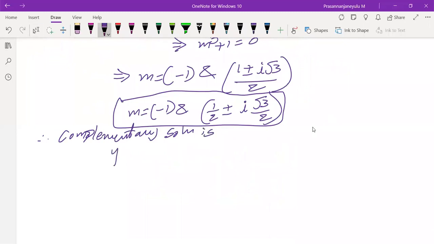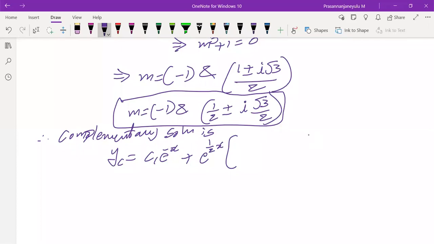is yc equals c1 e power, whenever there are mixed roots, real roots and complex roots, surds, anything, first always try to write the real roots solution. That is c1 e power minus x, for this minus 1. Then for 1 by 2 plus or minus i root 3 by 2, how are we going to take it? For the real part, what is the real part in this complex number? 1 by 2. So e power, it is like a x. What is the value? 1 by 2 x.